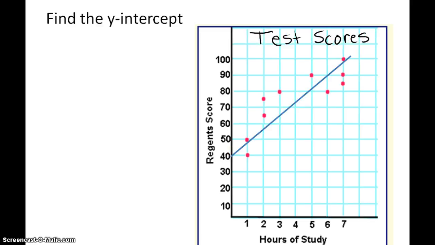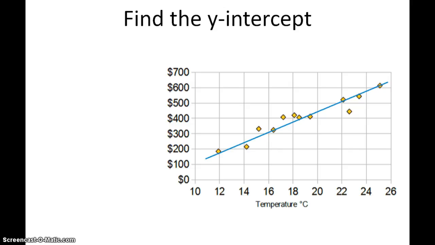Okay, here is a line that's already drawn. Now to find the y-intercept, you should already know that the y-intercept is where the line crosses the y-axis, and so in this case the y-intercept is equal to about 40, it looks like. Okay, I want you to try to find the y-intercept in this.